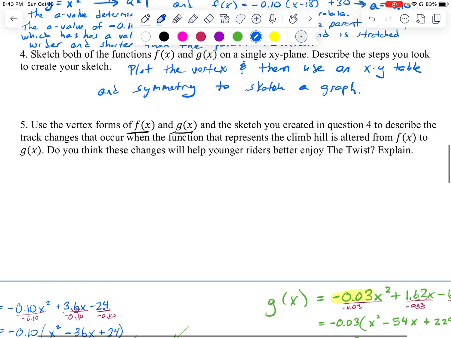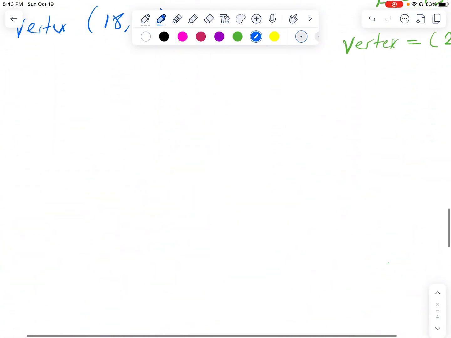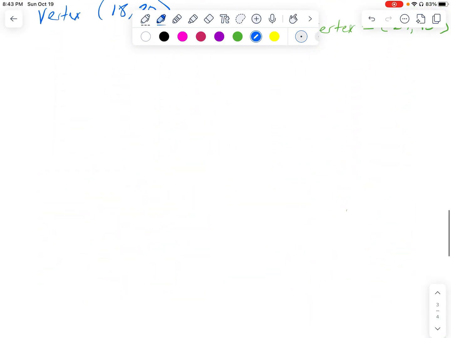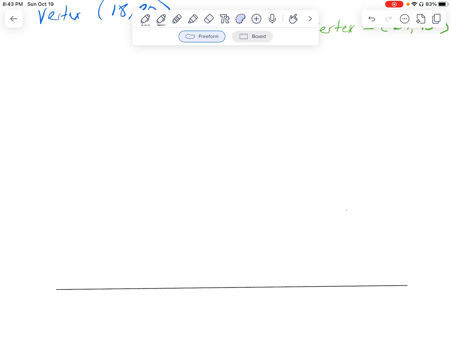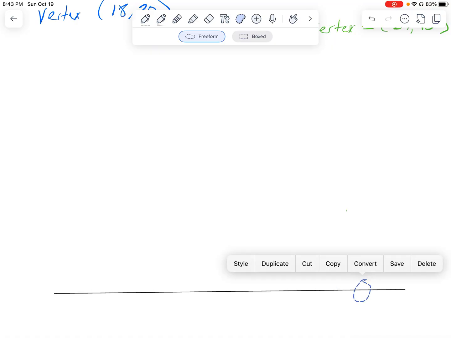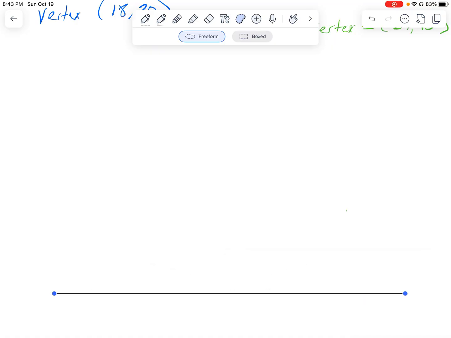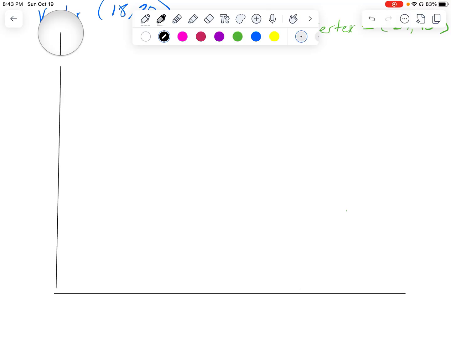So I'm not going to get too picky because I'm going to make a sketch. So I'm going to start by creating myself some graph paper here. I wish I had actual graph paper, but I'll do the best I can with my blank white paper. So I'll make a little coordinate plane here.